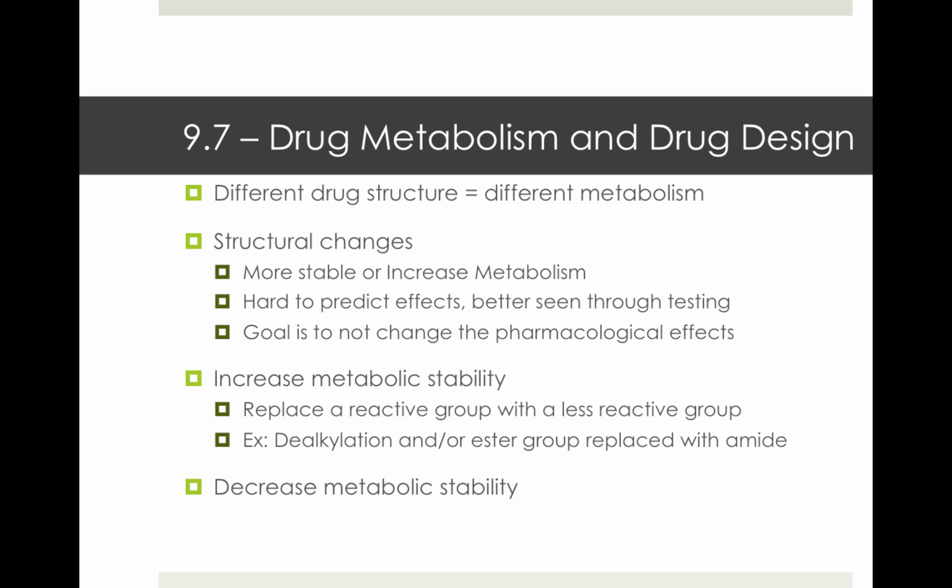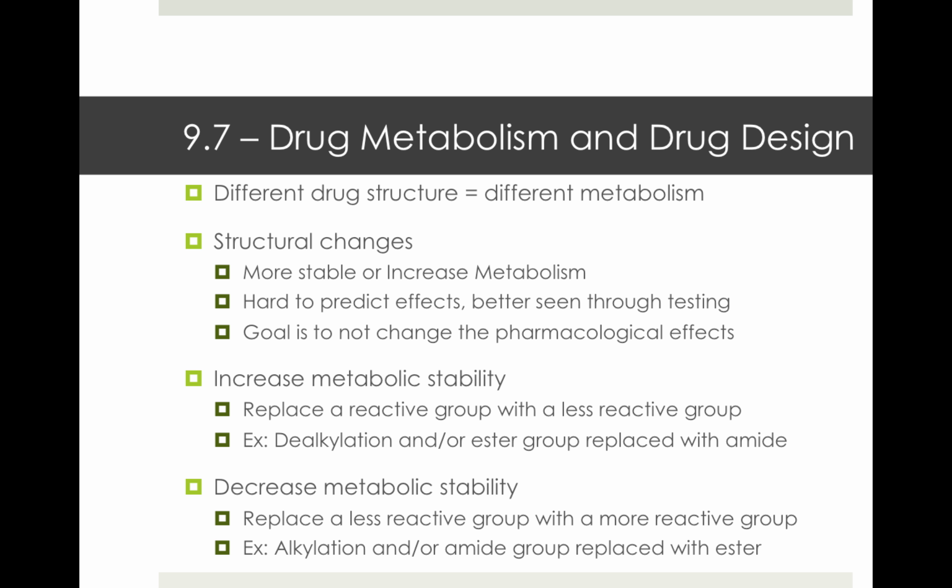And then if you go the other way and want to decrease metabolic stability, then this is replacing a less reactive group with a more reactive group, and this will prevent the drug from being in the body for a long time because it's more reactive, and it'll be easier for the body to break it down. So an example of this is the exact opposite of before. So you can alkylate something, or you can switch an amide group with an ester group.